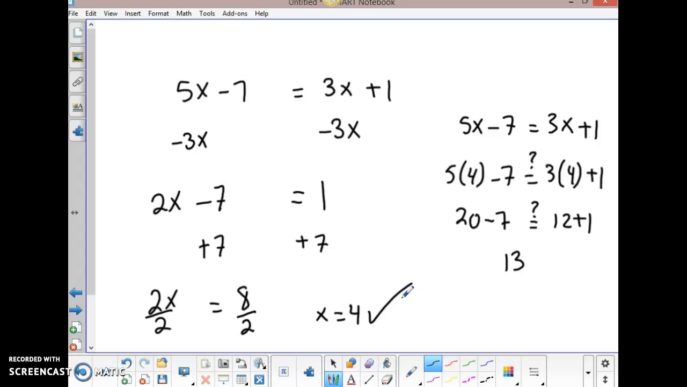This concludes our lesson. I hope that you will go to your textbook and do more examples to master this. Remember that whatever you do to the left-hand side, you have to do to the right-hand side. And you're always looking to isolate your variable using inverse operations.